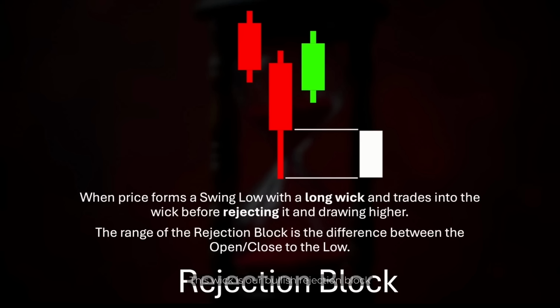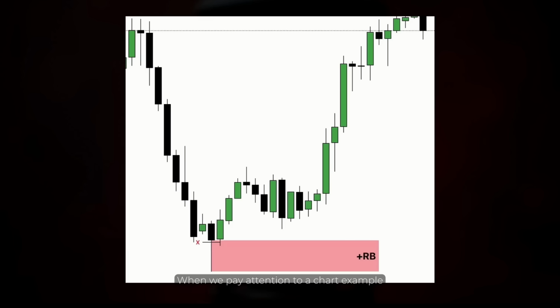This wick is our bullish rejection block, and therefore, as long as price does not take out this low, we can anticipate that we're likely going to see the market begin to draw towards the upside soon. When we pay attention to a chart example, what you can see is that the market expanded towards the downside quickly right here on the left side of the curve, and eventually we saw the market stop right here. We engineered sell side and we saw the market retrace.